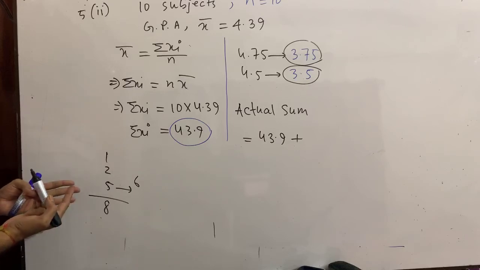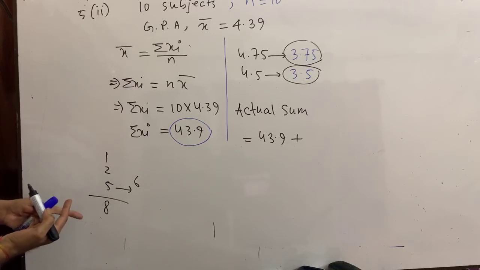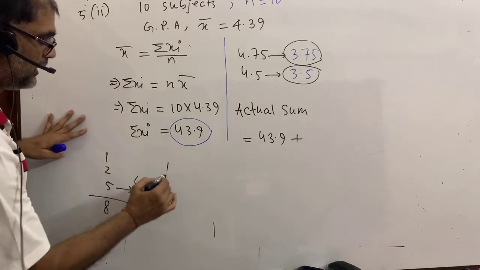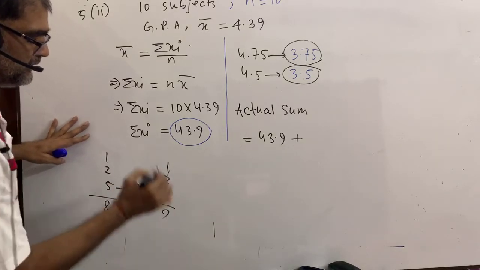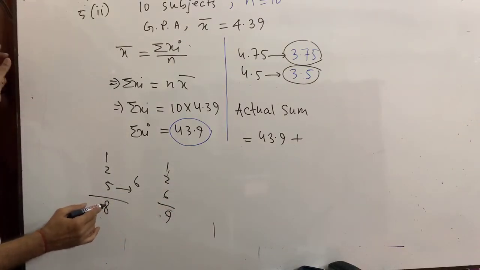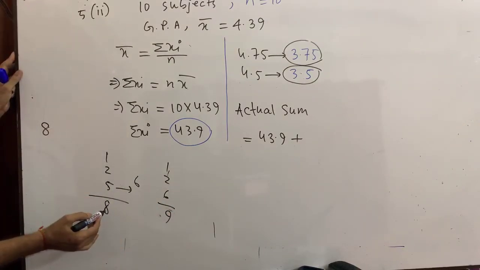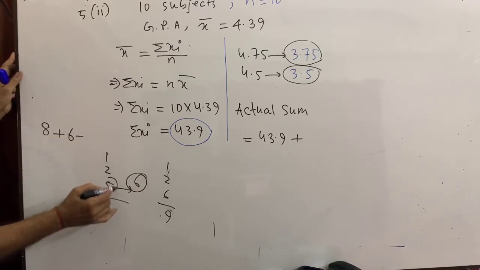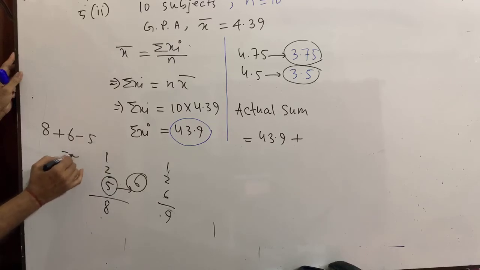Then what should be the actual sum? You see, now 1 to 6 equals what? 9. That means this 8 plus 6 minus this 5, it is 9.